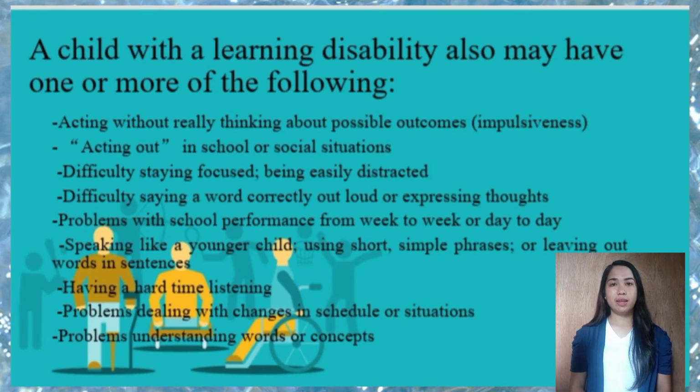A child who has a learning disability may have the following characteristics. First, they will act without really thinking about possible outcomes, or what we call impulsiveness. Also, they will act out in school or social situations. Also, they have difficulty staying focused and will be easily distracted. They also have difficulty saying a word correctly out loud or expressing their thoughts. Also, they have problems with school performance from week to week or day to day.